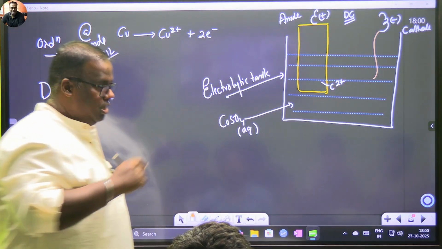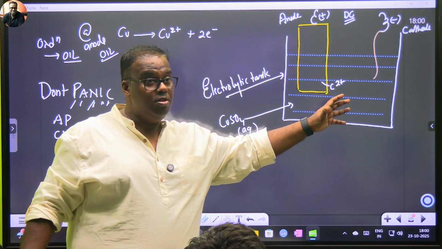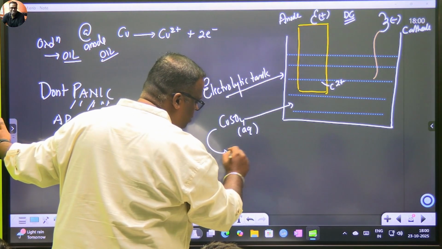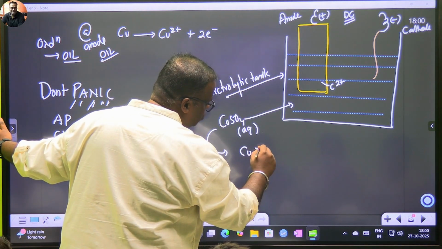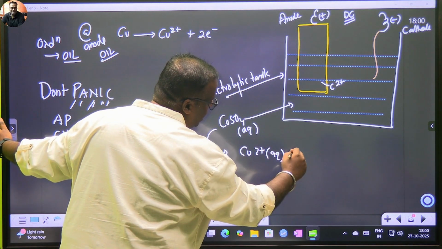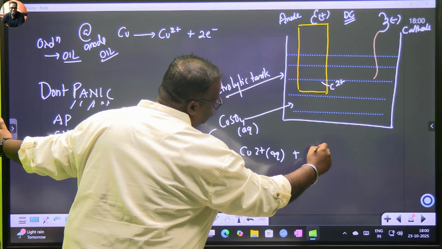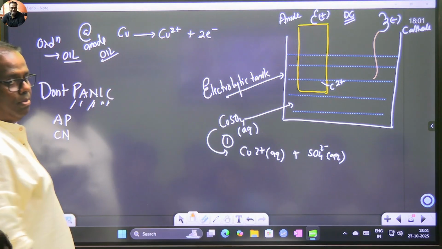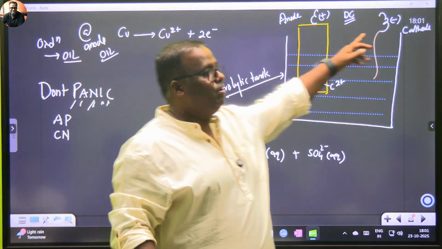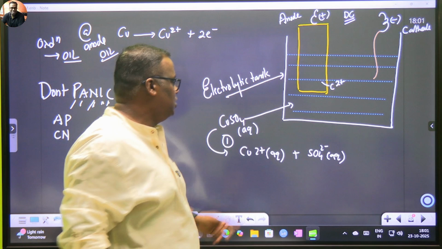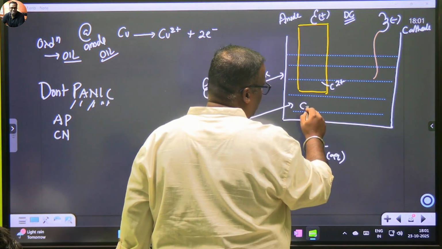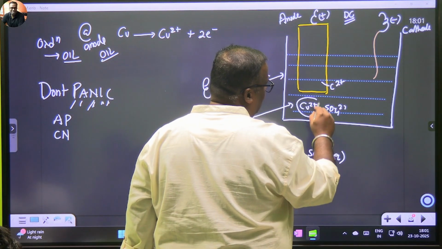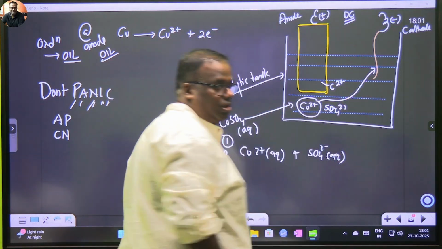But before that, one moment before, what had happened? This CuSO4 is the first one which will split up into Cu2+ aqueous and SO4 2- aqueous. This is the first thing which is going to happen. And due to the negative potential out here, and they being positive, these ones, Cu2+ and SO4 2-, immediately rush up out here.